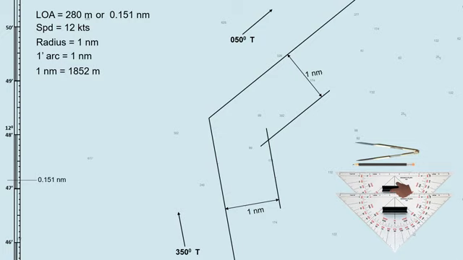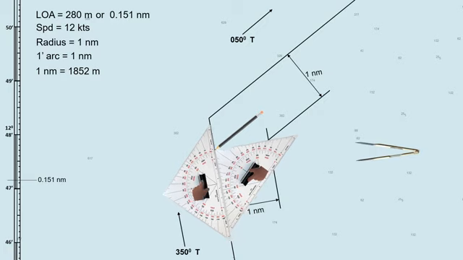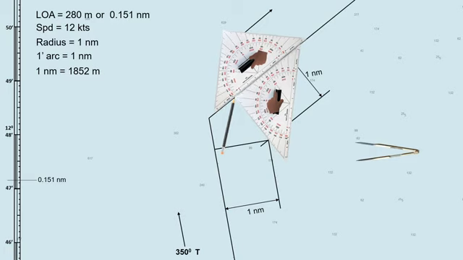Next we will determine the turning point. Draw a perpendicular line on the planned track, intersecting the assumed reference point, which is the intersection of the two parallel index lines. Do this on both tracks.